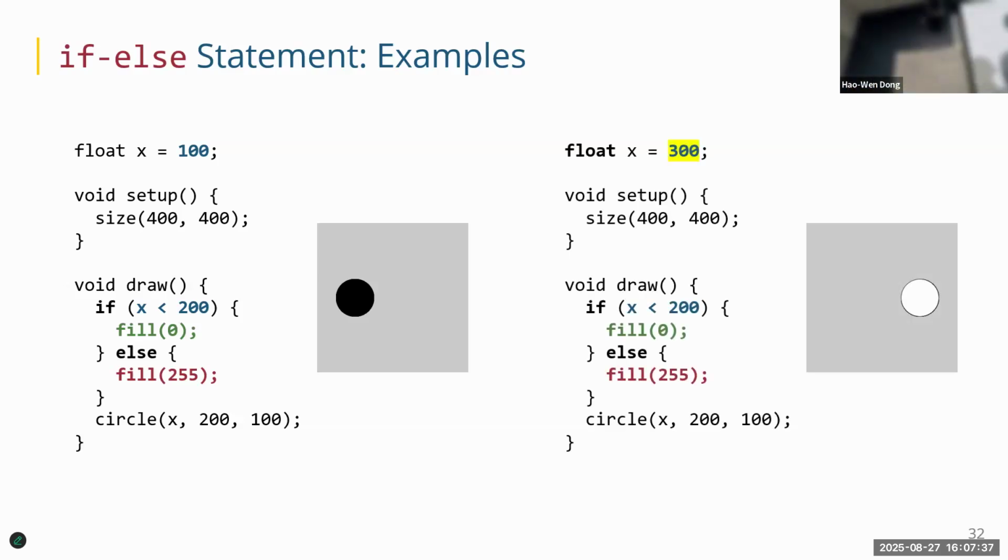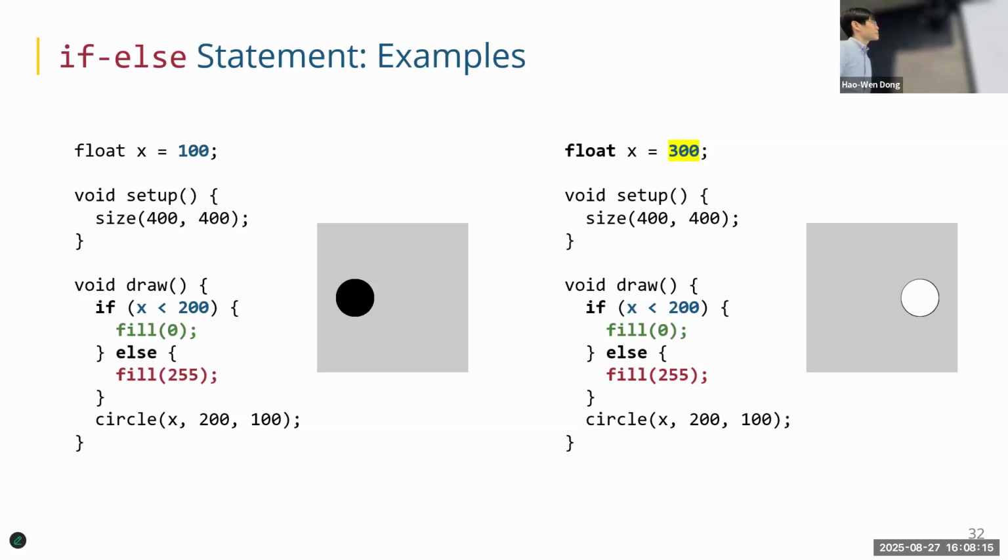But now, if you set x to 300, now this condition no longer holds. So now it won't execute this fill 0. Instead, it will go into the else block and execute whatever is inside it. And here is fill 255. So you get a circle with a white color. And the position also changed because your circle is at position x. Cool. So that's the basic one. It should be very straightforward. Just look at it.